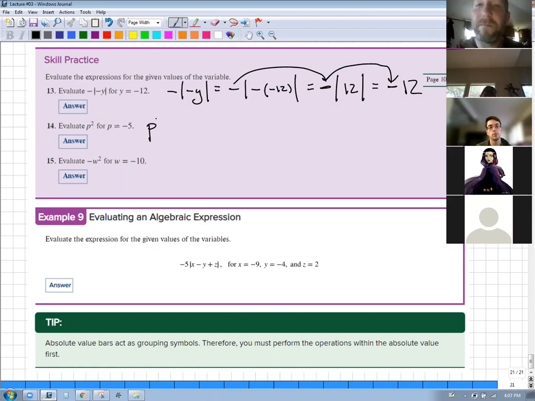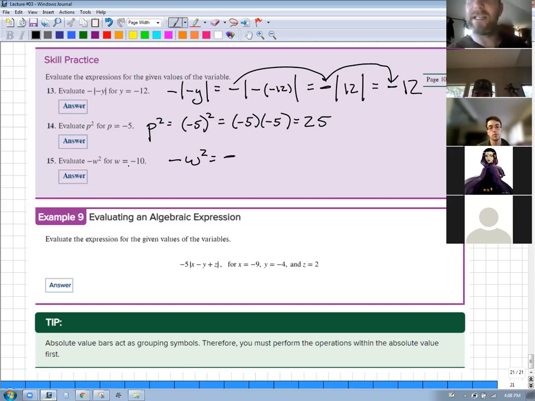P squared for p equals -5. Just replace p with a -5. So when we square it, we're multiplying it by itself twice. Gives us a +25. This one, just like that last time, there was a minus here, a -w squared. Well, we have a minus, and they say that w is -10, so we put -10 is what's being squared. So we have our minus, negative 100, right? Negative 10 times a negative 10. We got three minus signs. 10 times 10 is 100.